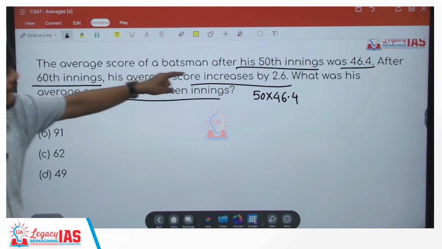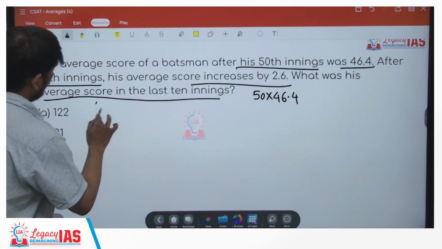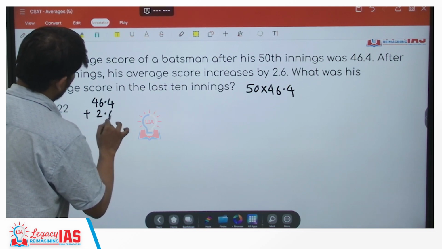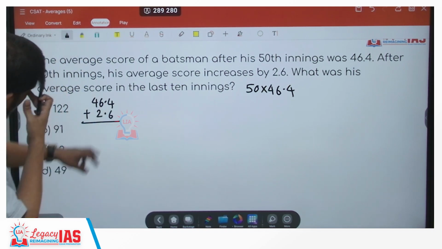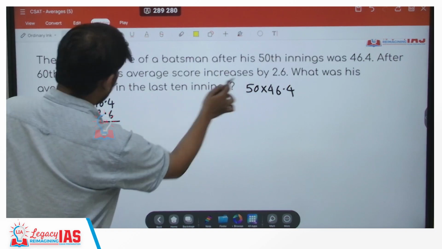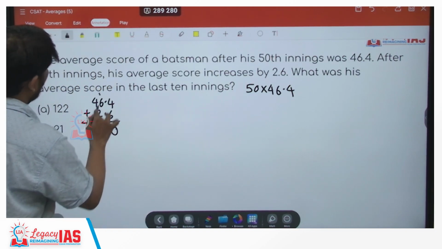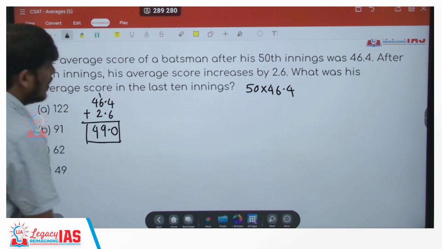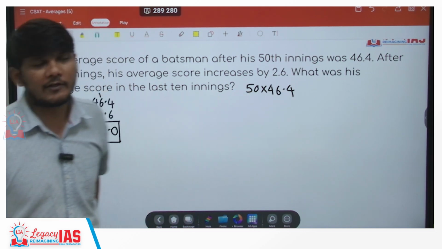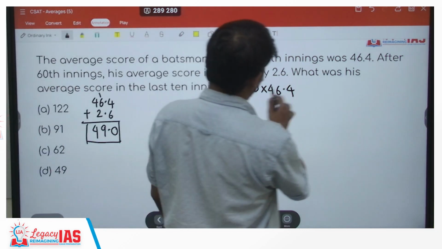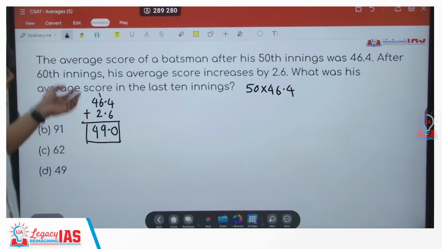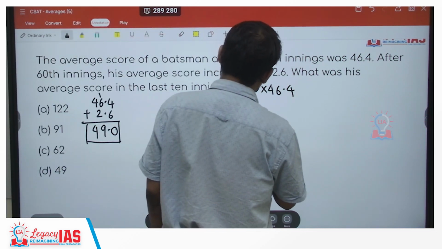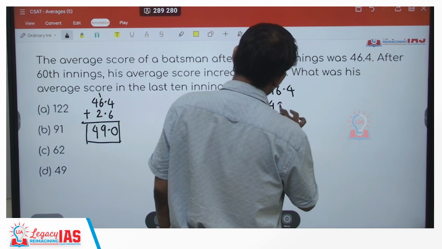By 60th inning, the average increased by 2.6. So now the present average is 46.4 plus 2.6, which gives us what? 46.4 plus 2.6, so this is carry 1, this is 9. So it gives us 49. Okay. So if by 50th inning the average was 46.4, that means the total runs made was 50 into 46.4. By the 60th inning, the average increased to 49. So now the total runs made by that person is 60 into 49.